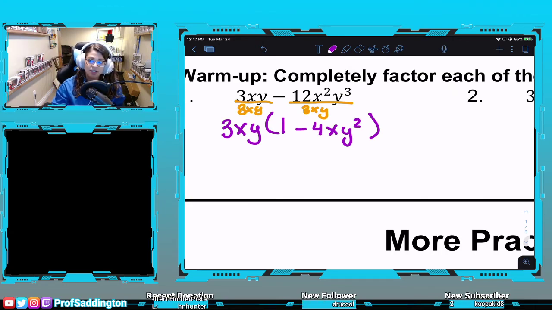And then usually when I have two terms, I want to check to see if we have a dot situation, the difference of two perfect squares. In this case, we do not, because everything would have to be a perfect square. Yes, the 4 is a perfect square, the y squared is a perfect square, but the x is not a perfect square. So this one, that's all we can do.